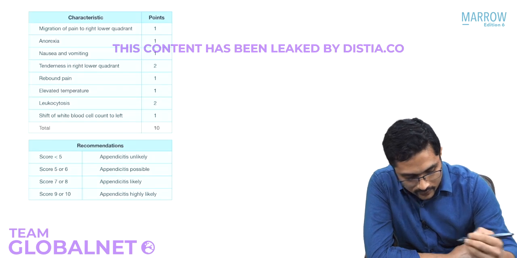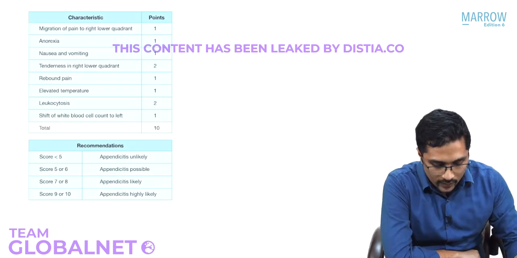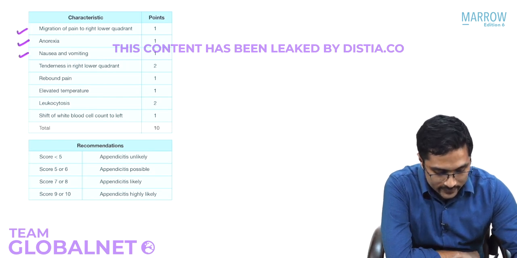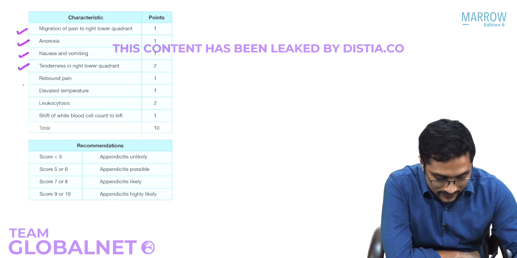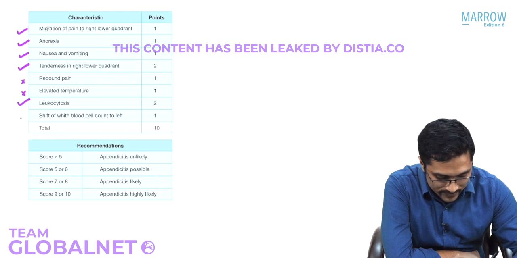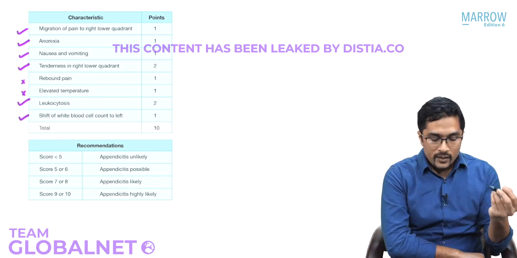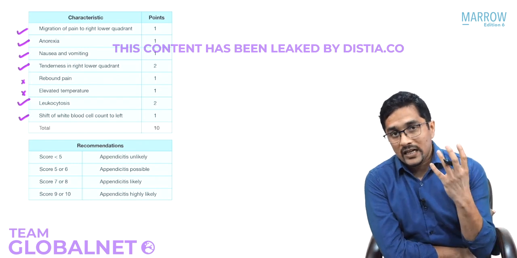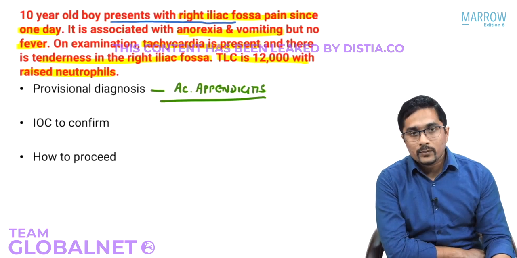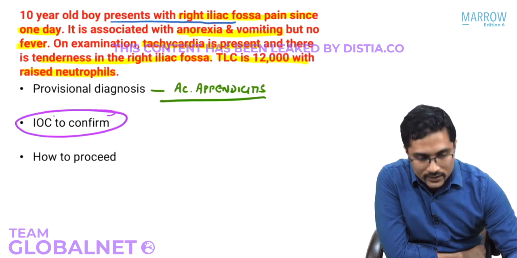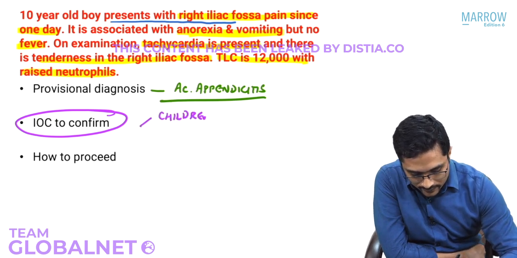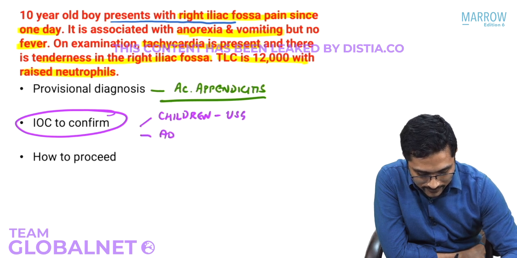And you know about the Mantrel's or the modified Alvarado score. So if you look here, there is right hypochondrial pain, anorexia, nausea and vomiting. There is tenderness, rebound pain they haven't mentioned, elevated temperature is not there, leukocytosis is there, and shift to the left is there. So you have a patient who's highly likely to have appendicitis according to the clinical scoring as well. Now, what is the investigation of choice to confirm appendicitis? We know that in children, it is an ultrasound, whereas in adults, it is a CECT.